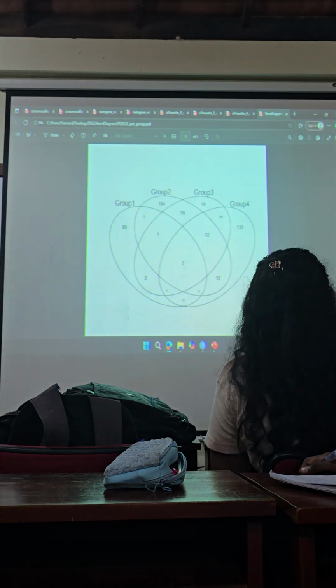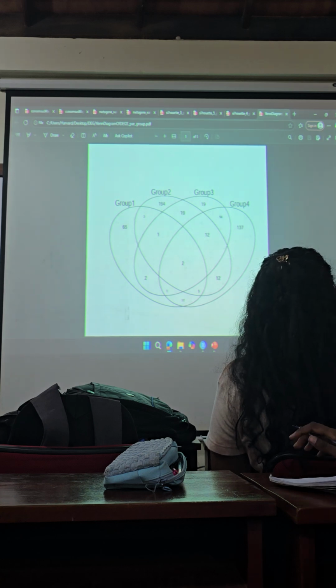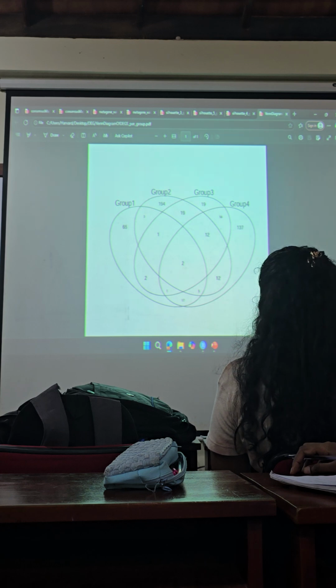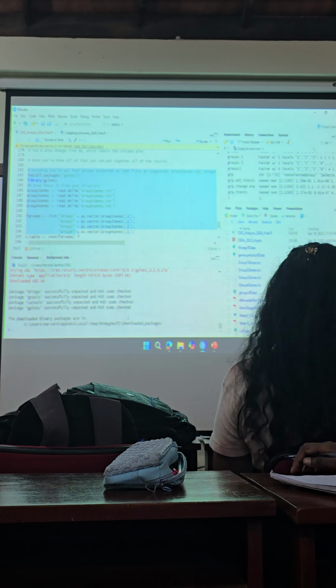Okay, finally, you have this part. How do you interpret this? How did you get this plot image? What is the input you gave for this? You have this in your files as well, from line 182 to 195.